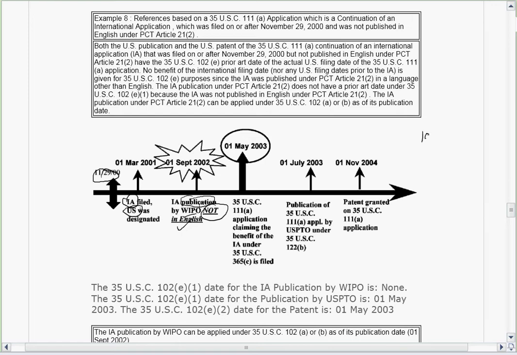It is a 102A date, as we've said all along. Any publication, and it's a 102B date. Any publication or issuance. It's the accessibility that makes those valuable under 102B as prior art references. But it has no 102E1 date because it's not published in English.